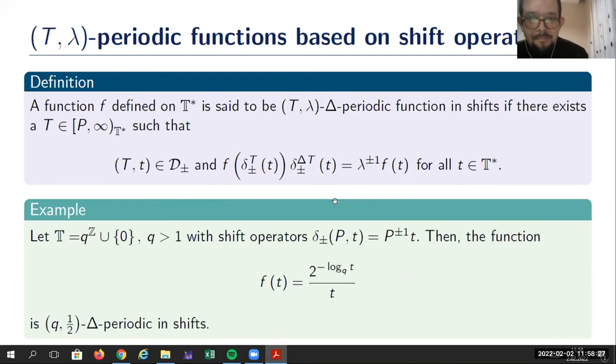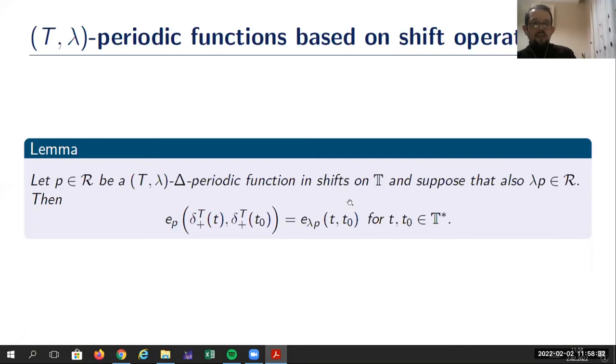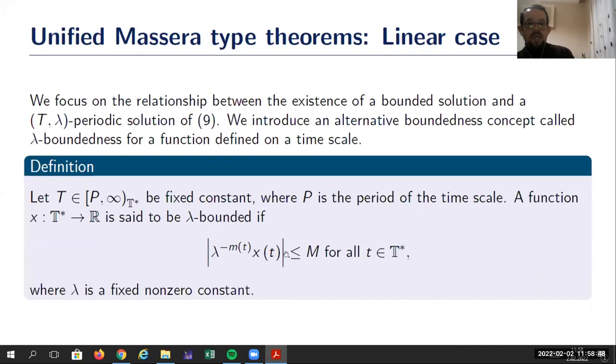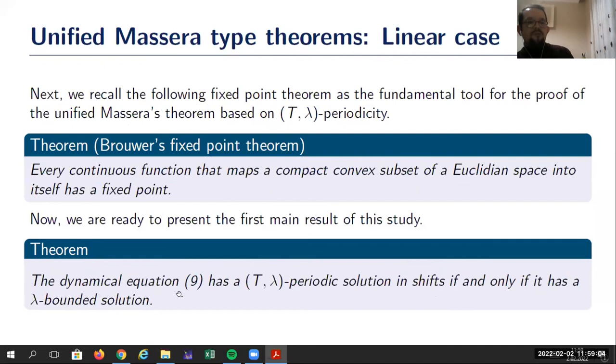All right, thank you. Now we used that periodic definitions, and then first we consider this linear dynamic equation, and then we got the following definition. First of all, we have a lambda boundedness definition, and we say a function x is lambda bounded if this relation holds for a fixed lambda. And then by Brouwer's fixed point theorem, we propose the following result. The linear dynamic equation has T lambda periodic solution in shifts if and only if it has lambda bounded solution.